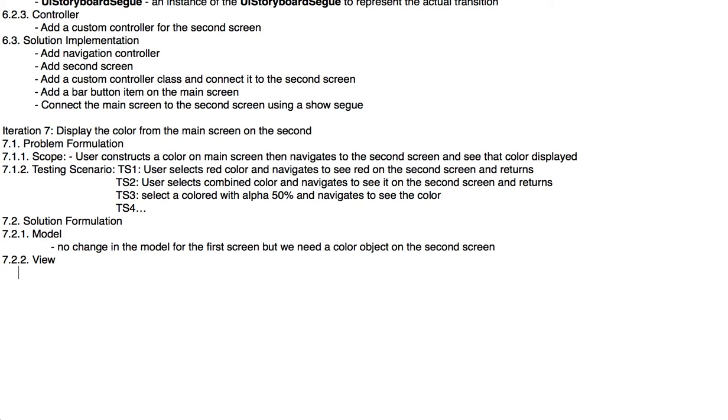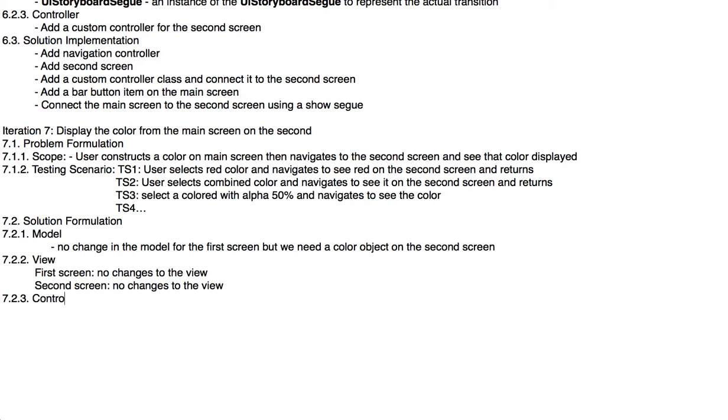Then the view. Now you start to see the complexity. We have the first screen, and on the first screen, no changes to the view. I already have everything I need to construct the color and to navigate to the second screen. So on the second screen, what do I need? I need a place to show the color, because the purpose here is just to display the color. So the second screen has a view, or I can add a view like I did in the first screen and use the background color to display that. Because I am moving on in iteration 8 to something else, I don't want to add a second view. So no changes to the second screen either, because I'm going to use the existing view on the screen and change that color. All right.